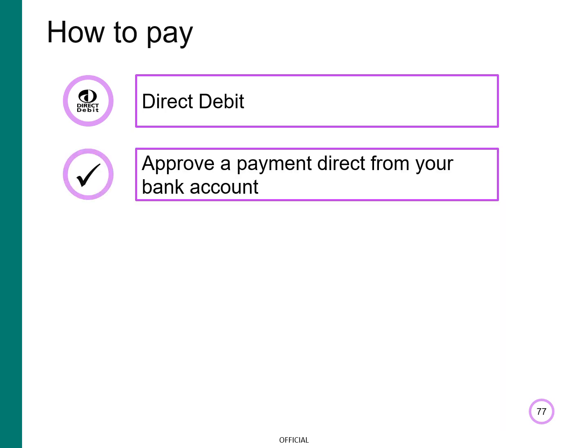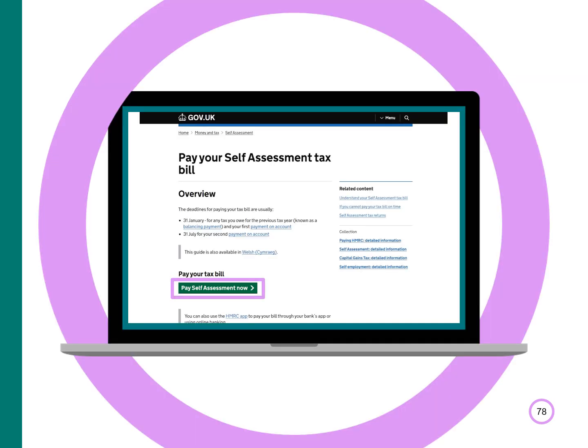You can approve a payment direct from your bank account. Go to gov.uk, search Pay Your Self-Assessment Tax Bill. On the overview page, select the Pay Self-Assessment Now link and follow the on-screen instructions.